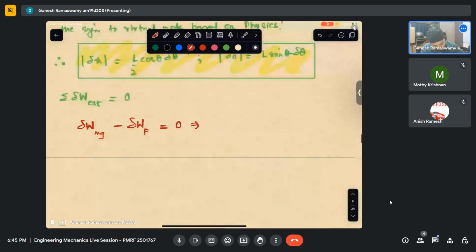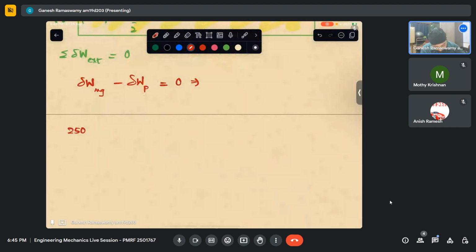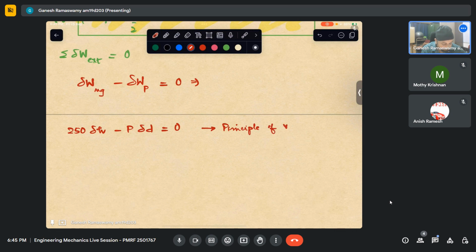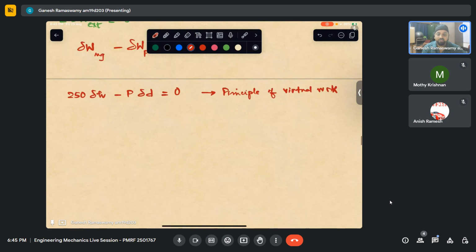Mg is 250 Newton into delta H minus P into delta D equal to 0. This is where I have applied my principle of virtual work. So I have said there were two active forces we saw. One was the weight, which is 250. One is P. These are the only two active forces, and these have done virtual work. The virtual work contribution of P force is negative. The virtual work contribution of 250, which is the mass, which is the weight, is positive.